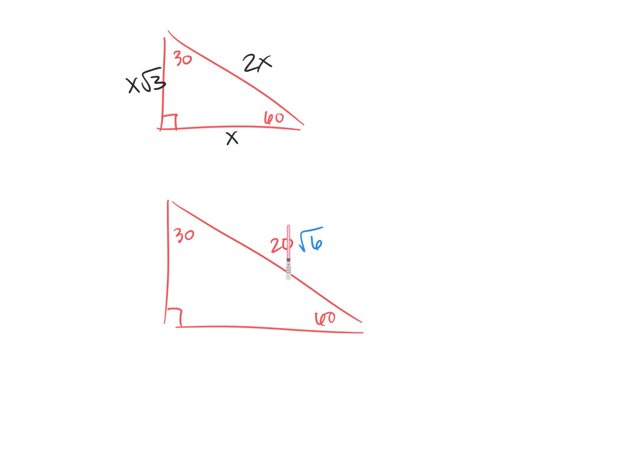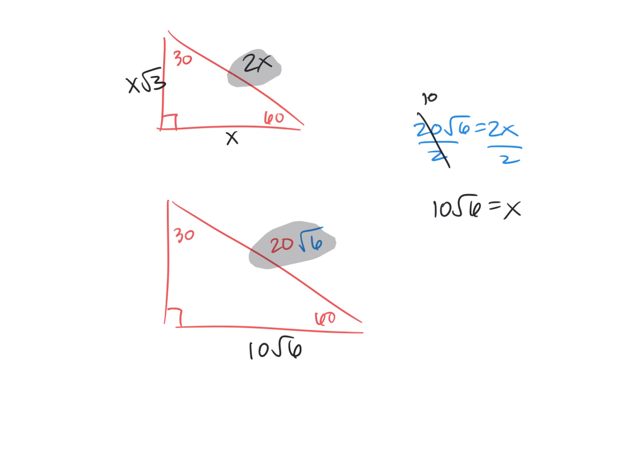Yeah. So you still set it up the same way. You say, oh, well, my 20 root 6 is still my 2x side. All we have to do is set it equal to whatever side is similar to on that triangle. And when I divide by 2, what do you think 20 root 6 divided by 2 would be? 10 root 6. 20 over 2 is just 10. And we get 10 root 6.